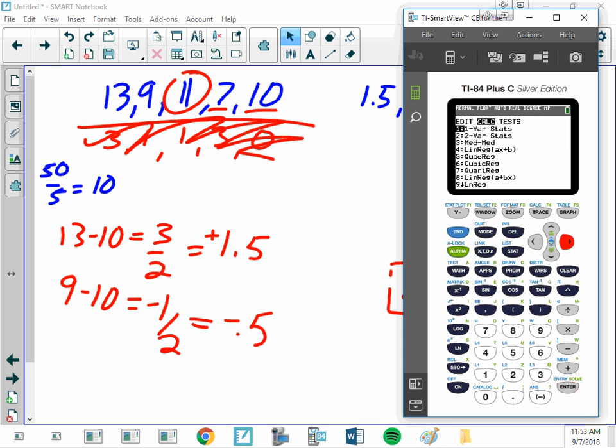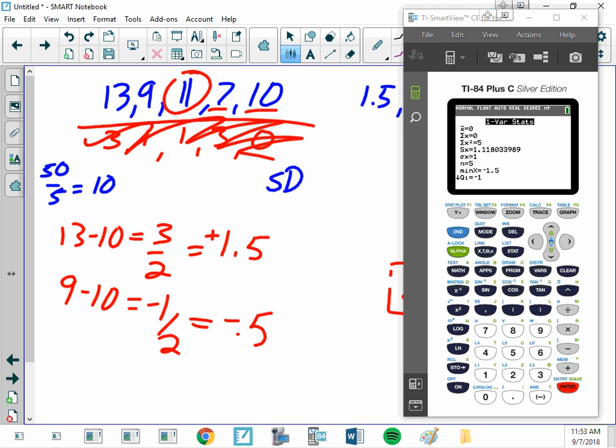Okay, and then let's do one variable stats. And my new SD is 1. So my new SD is 1. Do you find that surprising? Why is the new SD 1? Ooh, what a great question. Why is this SD 1?